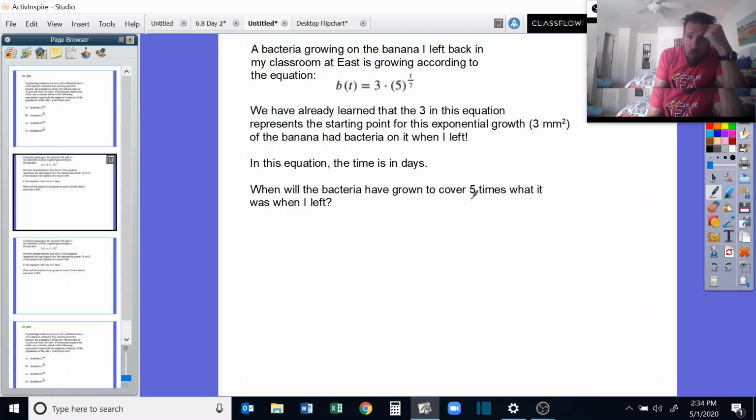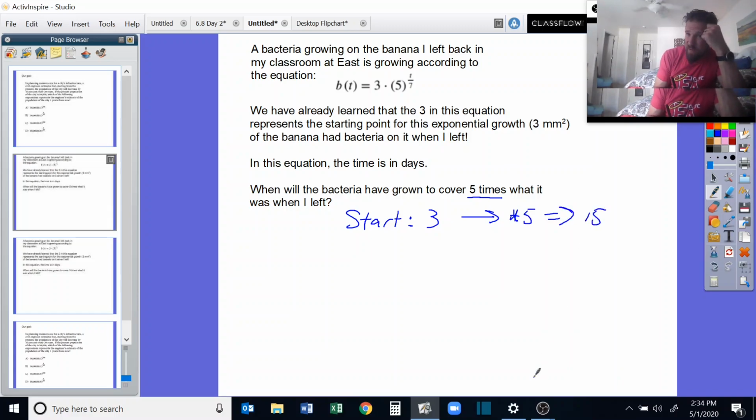I want to know, when will it cover 5 times what it was when I left? Well, when it started, my starting point, it was 3. We want to know, when will it be 5 times that? So what we really want to know is, when will it be 15? When will the bacteria be 15? And so I'm going to put 15 as the amount of bacteria. And then here's my modeling equation, 3 times 5 to the t over 7.